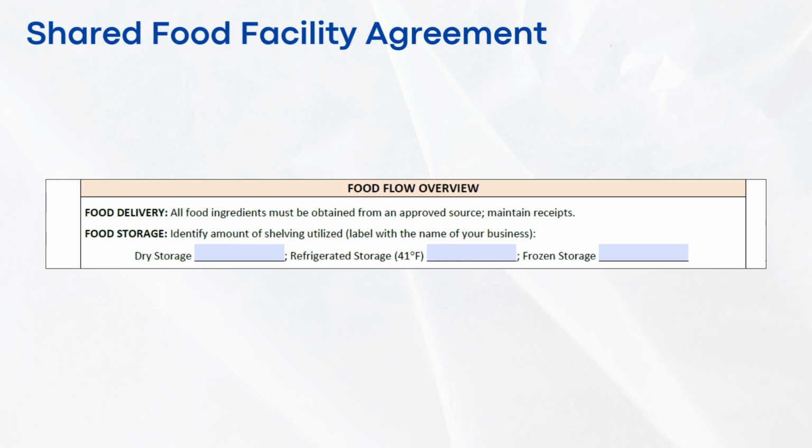The next section is the Food Flow Overview. Identify the amount of shelving utilized. Label with the name of your business for dry storage. Refrigerated storage at 41 degrees Fahrenheit and frozen storage.